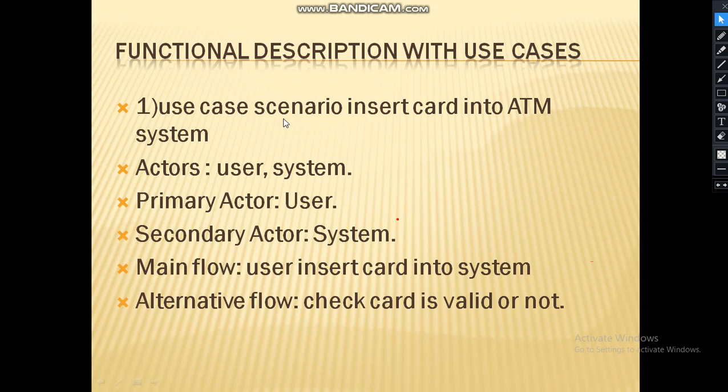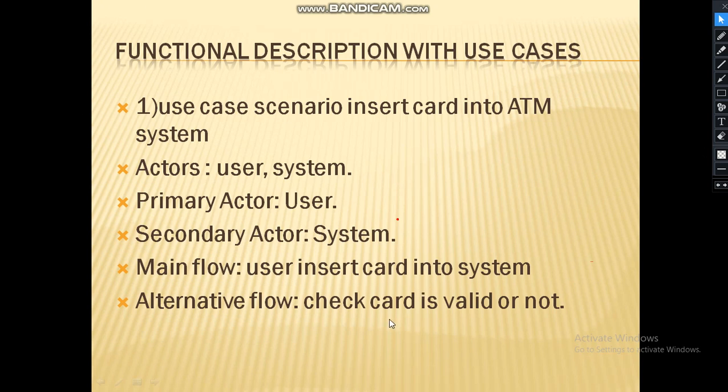Main flow: the user inserts the card into the system. To perform the operation, the main flow is that the user inserts the card into the system. Then the alternative flow, to check whether the card is valid or not. If the card is valid, then go to the next operation. If the card is not valid, then reinsert the card or insert a valid card. That is the alternative flow.